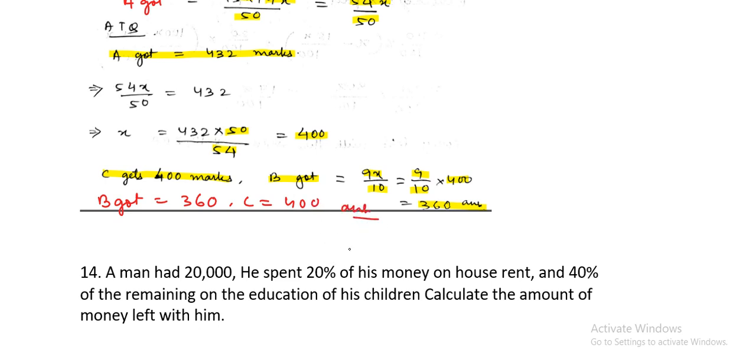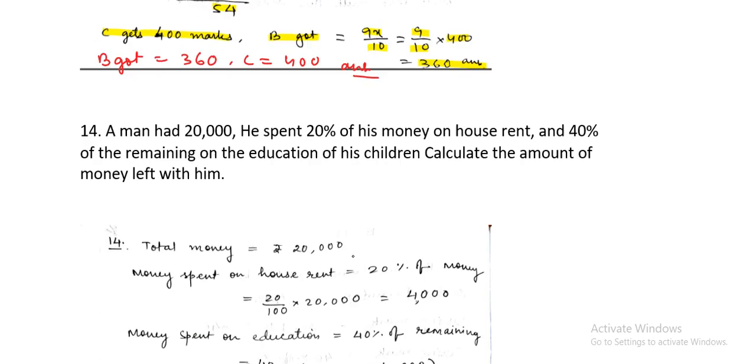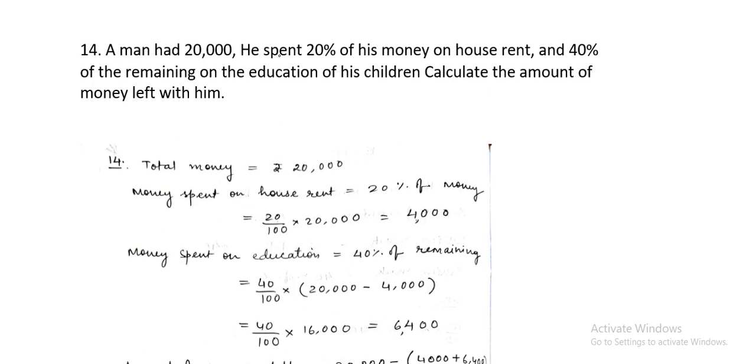Clear? Everyone is clear now? So now let us see question number 14. What is there in question number 14? Here it is asking that a man had 20,000, and he spent 20% of his money on house rent. So 20% he spent on house rent. Then 40% of the remaining on education. Then calculate the amount of money left with him.